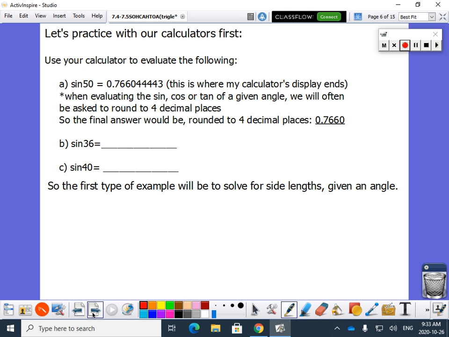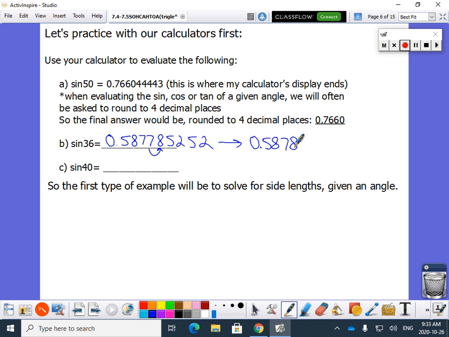Okay, so let's do the next couple together. If you were to type in sine 36, you should be getting 0.587785252. And now let's round that together. If I want 4 decimal places, if I want it to stop here, then I need to look to the 8 to see what it does to the 7. So what's the 8 going to do to the 7? Round it up, so it's going to become 0.5878. Are we okay with that?